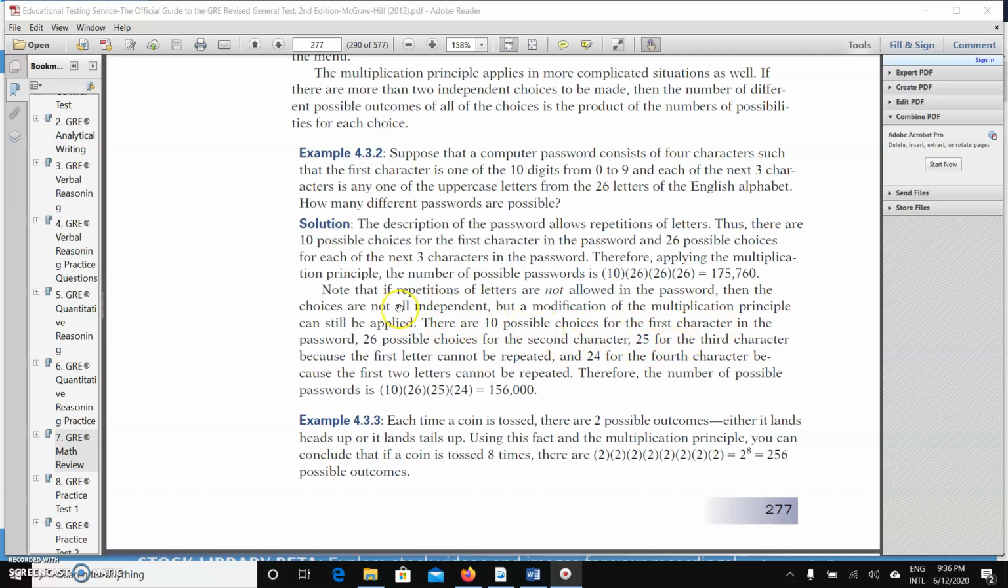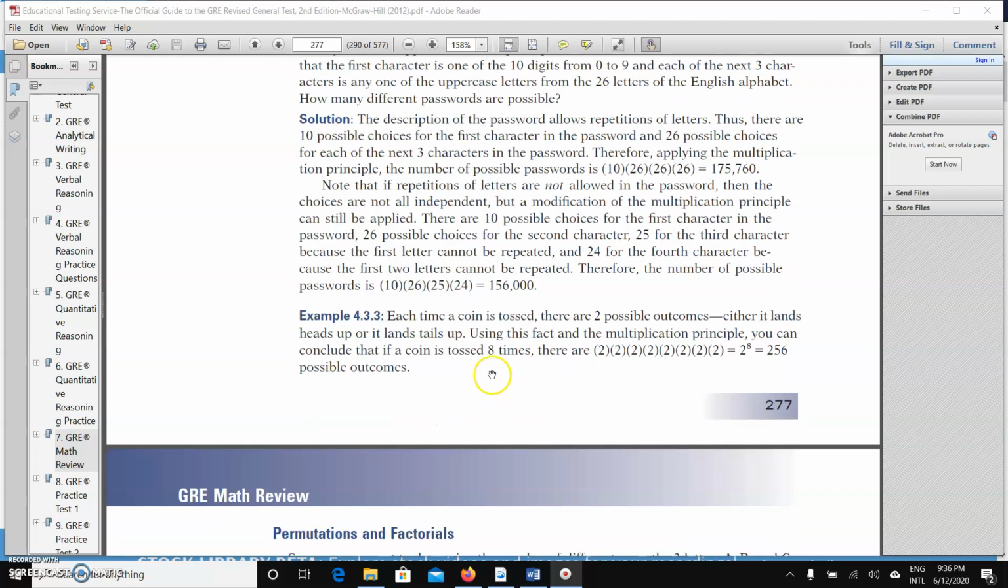Okay. Now note that if repetition of letters is not allowed, that's when we have this. If repetition is allowed, that's when we have this. So when you multiply 3, you have this. So please just understand the logic.